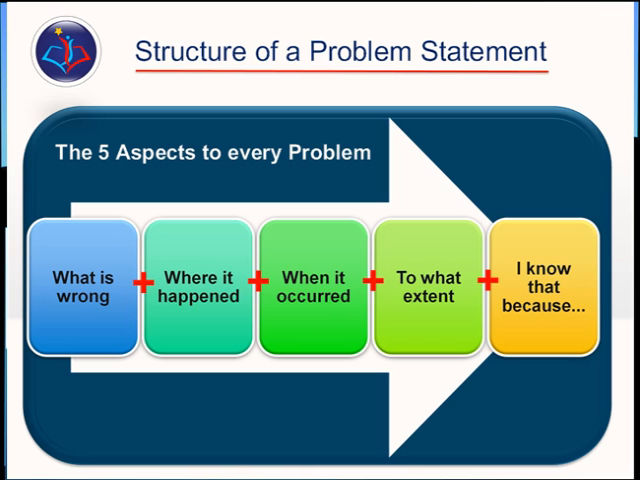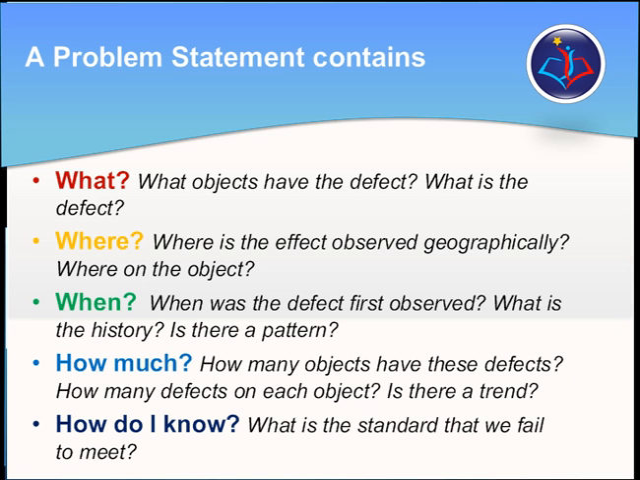There are 5 aspects to every problem, and this is how you will structure your problem statement. You define what is wrong, where it happened, when it occurred, to what extent this is a problem, and you define, I know that because. Each problem statement has to contain the what. In other words, what objects have the defect? What is the defect? You look at where that defect has been observed geographically, or even where on the object.